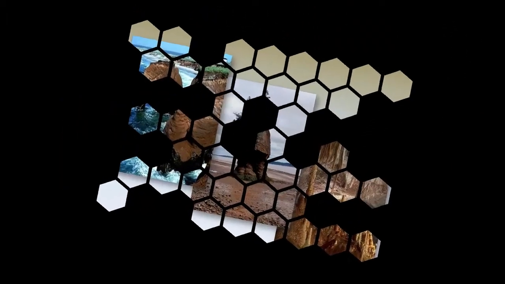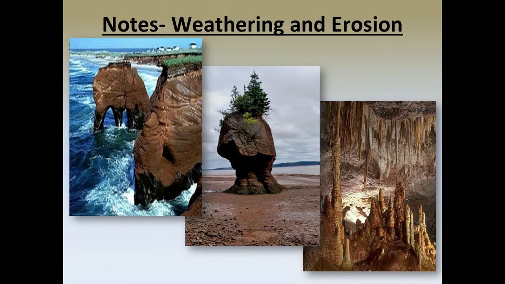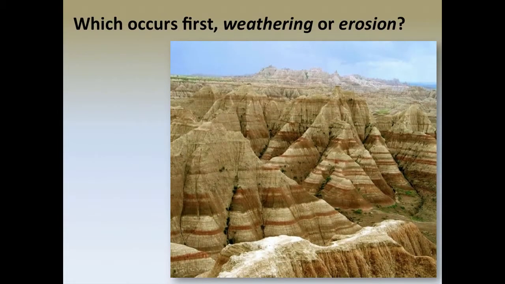These notes cover exactly two words and two different definitions, two terms that change our landscape. That's weathering and erosion. And like always, we begin with a question. Which occurs first, weathering or erosion? And my students know now that the answer is weathering.